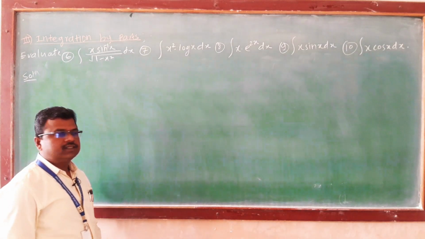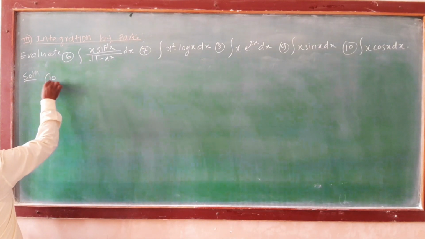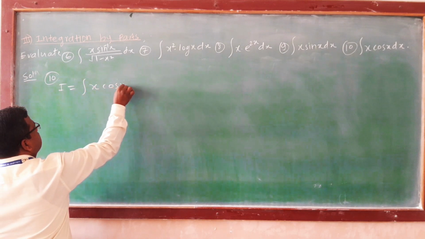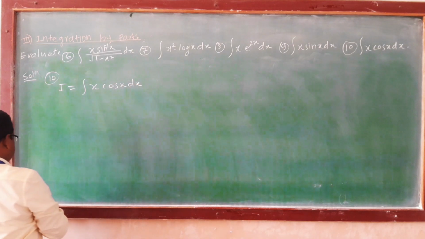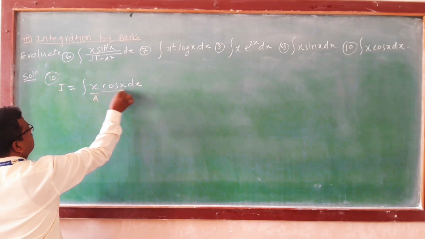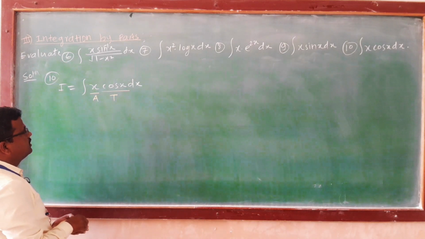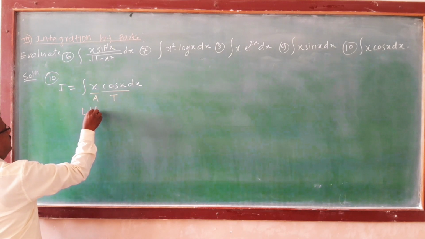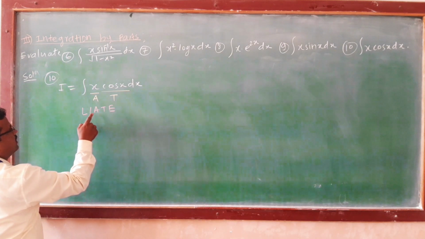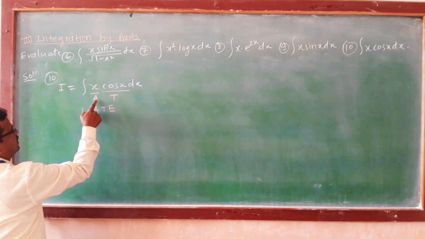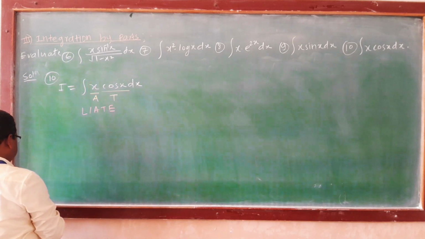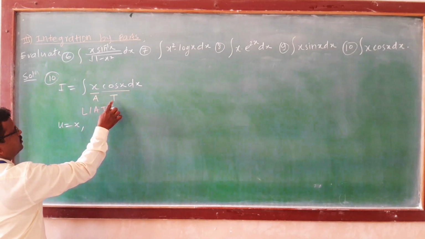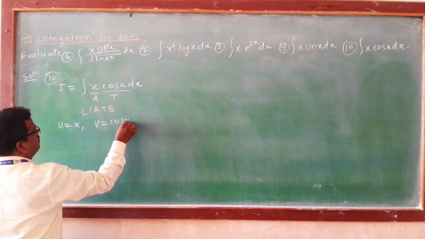Similarly, see this last example number 10. Call this I, which is integration of x cos x dx. Now this x is algebraic and cos x is a trigonometric function. So by this order, by this LIATE, A is first, then T. Therefore, call the first function, that is u, equal to x, and choose v equal to cos x.